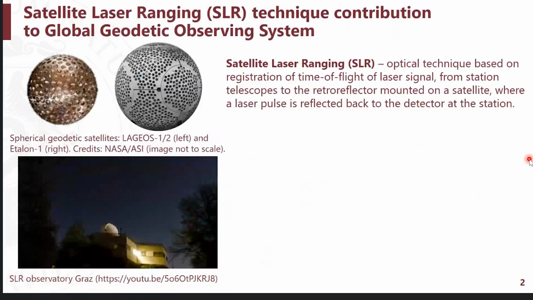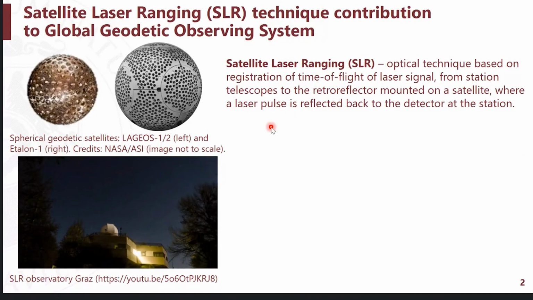Satellite laser ranging is the optical technique based on registration of the time of flight of the laser signal from station to the satellite. Satellites are equipped with retroreflectors, which allow reflecting the laser pulse back to the station. This pulse is reflected to the detector on the station, and by having this time of flight, dividing it by 2 and multiplying by the speed of light, we can achieve the range between station and satellite.